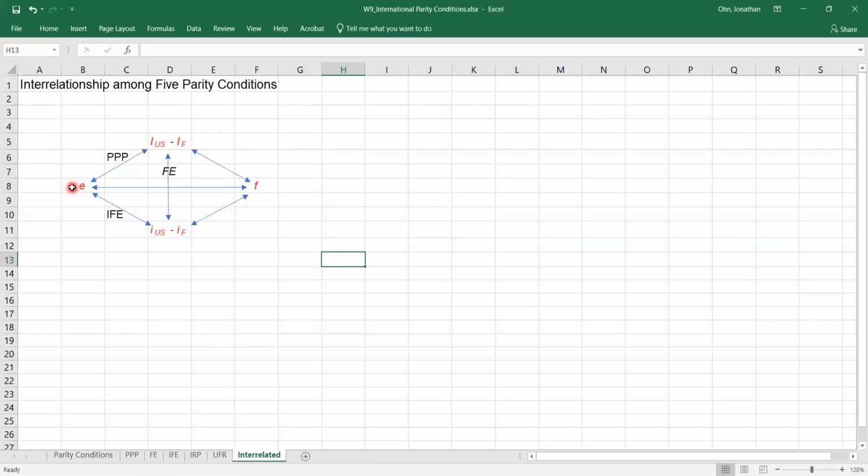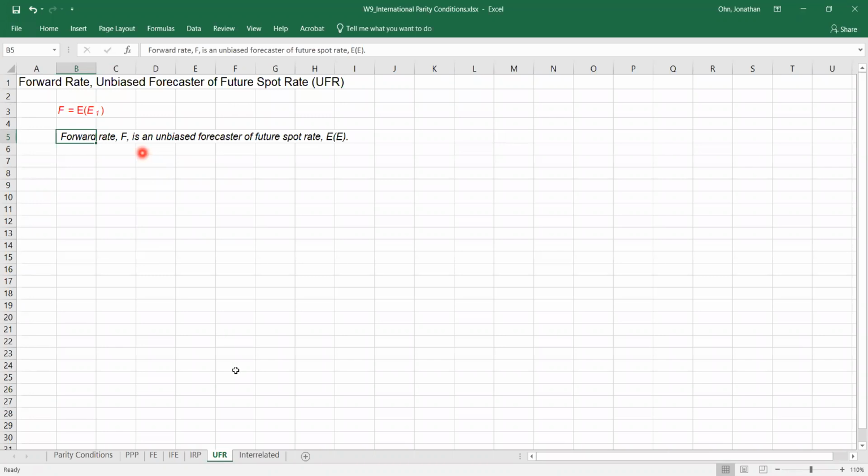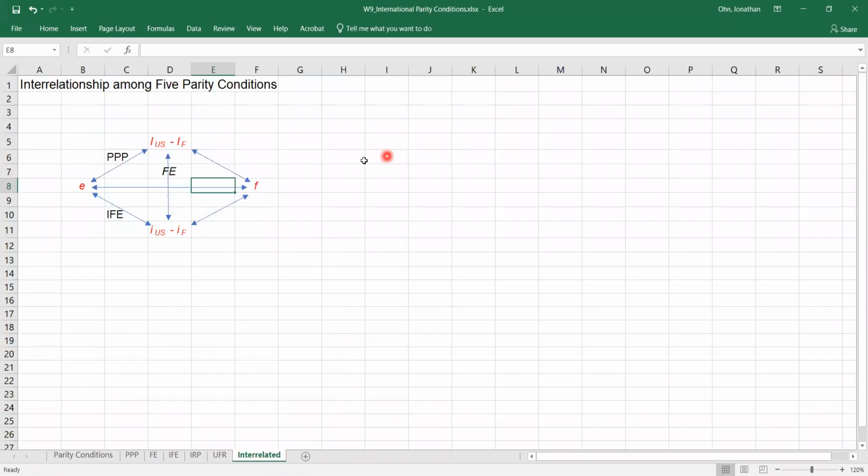Now, which one connects percentage change in exchange rate and forward premium? Wait, just one. Which one connects this one and forward premium? Is that the international Fisher one? Oh, never mind. That one is this one. Look at this. This one is like one step further down.